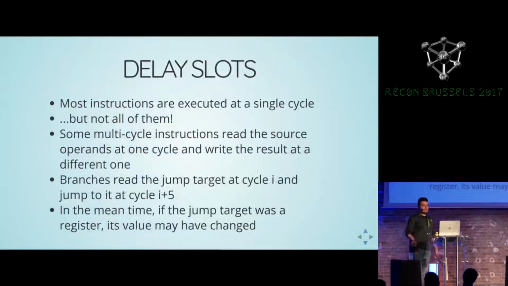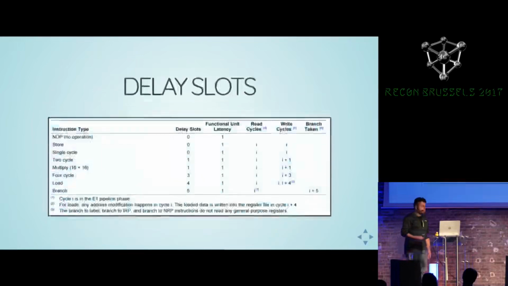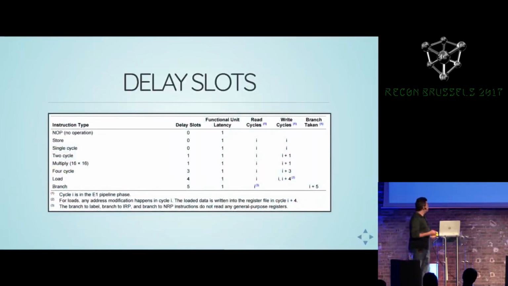But not all instructions are executed in a single cycle. There are some multi-cycle instructions that read the source operands at one cycle and write the result at a different one. For example, branches. Branches read the jump target at cycle I and jump to this target at cycle I plus 5. In the meantime, this register may change its value, everything may happen. There's a table over here, not that important, that specifies the write cycles.